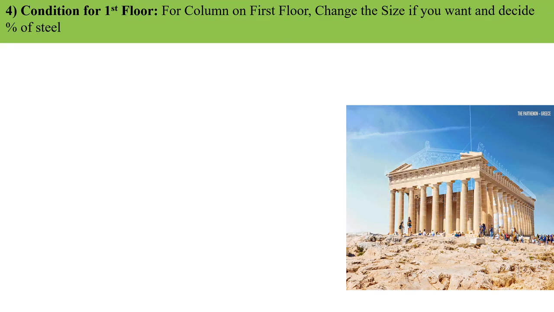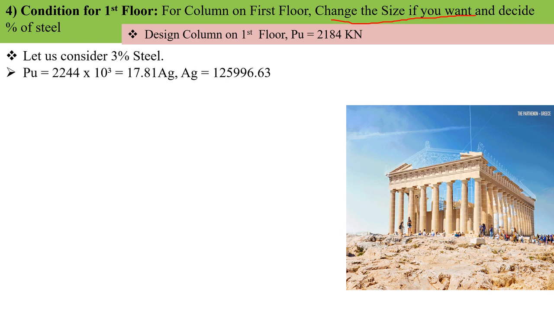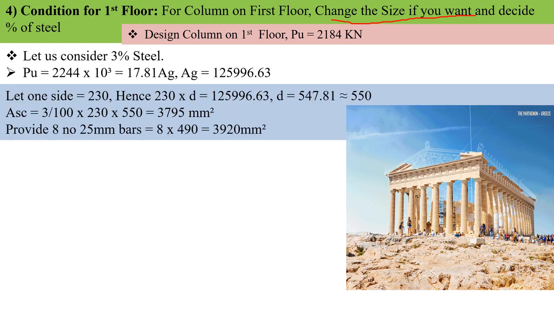Now let's move to the design of the first floor column. So what is the condition we have been given for the column on the first floor? Change the size, right, if you want, and decide the percentage of the steel. So complete dependency has been given on the designer. So let's see. First we need to see what the load on my first floor is, that is 2184 kilonewton. We have already taken 2%, so let me move to 3% of the steel. When I take 3% of the steel, P equals 17.81 Ag. So when I calculate the Ag, I am getting this much value.